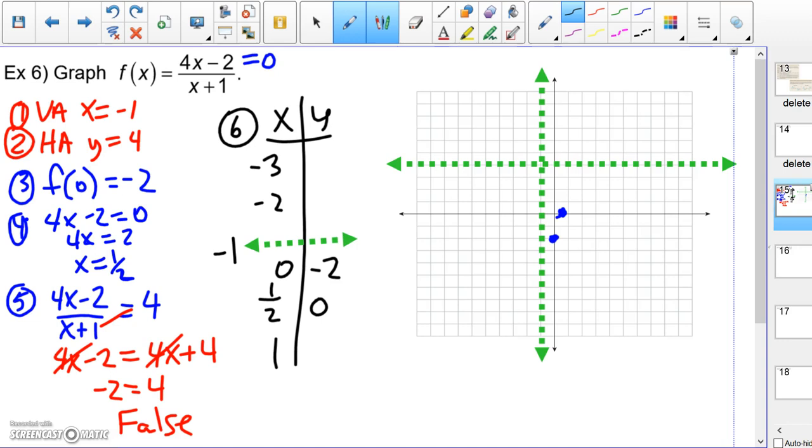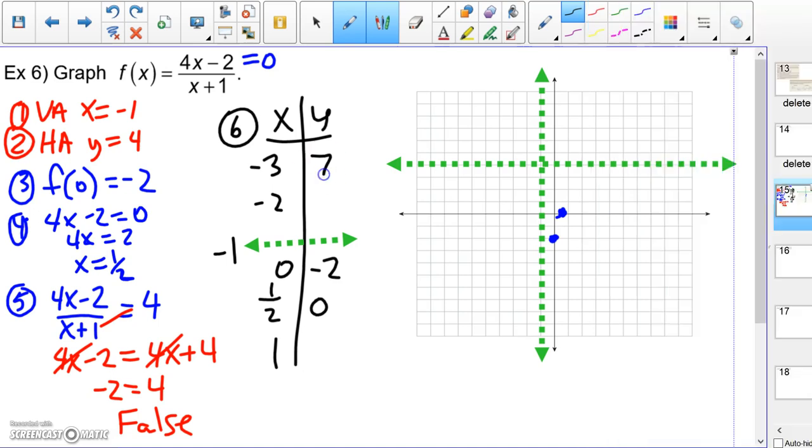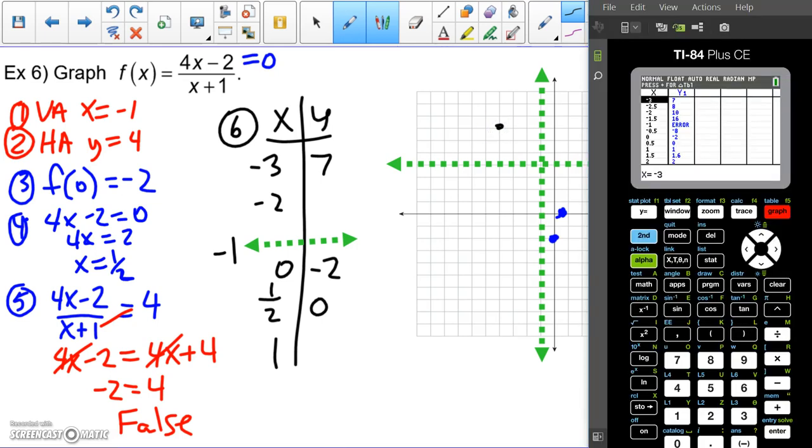So if you don't want to do the calculations yourself, you need a calculator like this. Notice I've already plugged in the formula 4x minus 2 over x plus 1. We can look at the graph and see what it looks like, but I like looking at the table. And so when we plug in -3, we're going to get 7. -3 and 7. Plug in -2, you get 10.